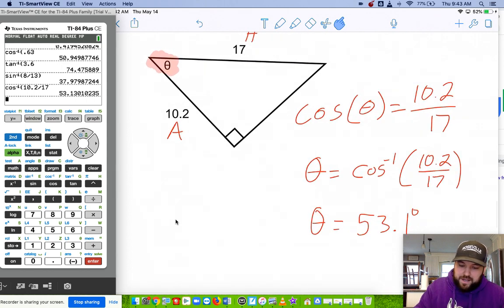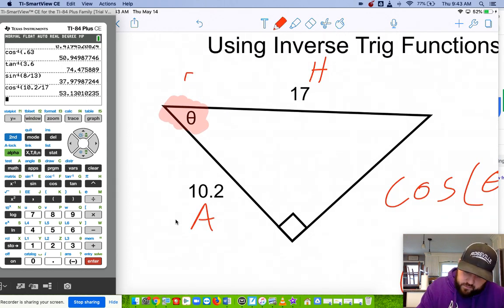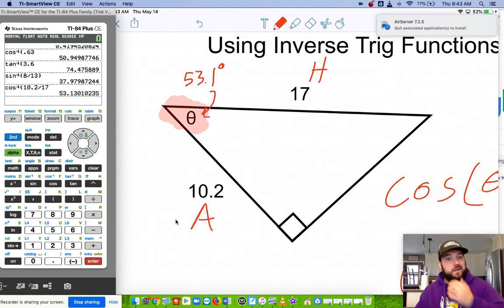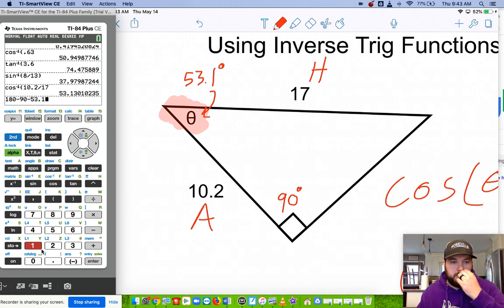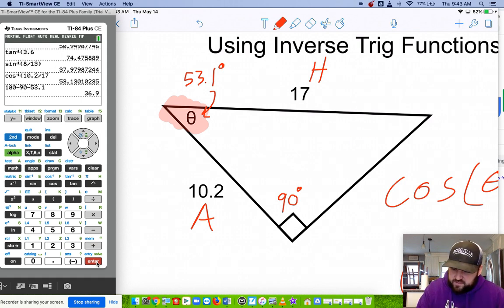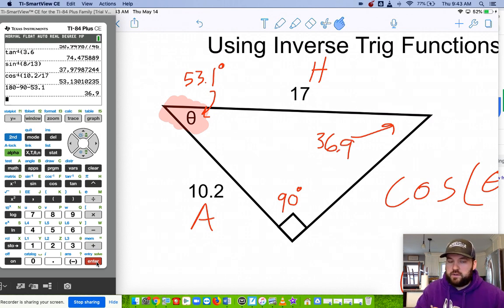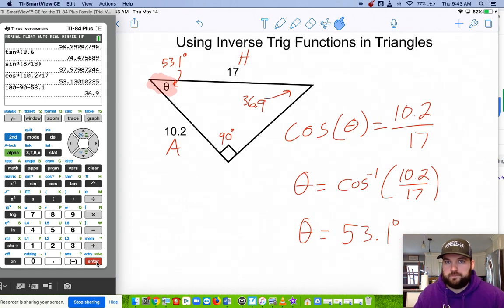Now, I was not asked for this 53.1, but what can be very quick is if you're asked to find all the angles in a triangle. We know that one is 90, and I know that all three angles in a triangle have to add to 180. So I'm just going to subtract off 90 and subtract off the 53.1, and that would give me this third angle of 36.9. Again, I was not asked for that, but finding the third angle in a triangle is really easy because all you have to do is some very quick subtraction.